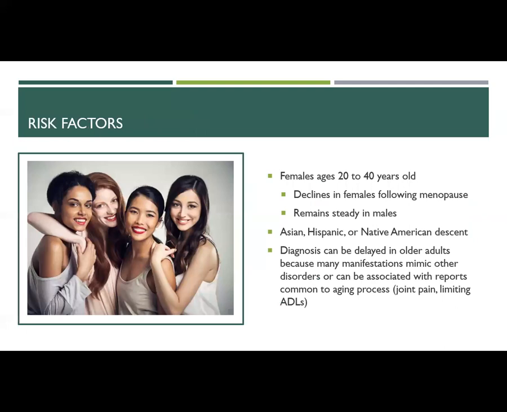Some of your risk factors include being female from the age of 20 to 40. Usually it will decline in females following menopause, but it does remain steady as a risk factor throughout a male's life. Asian, Hispanic, or Native American descent is also a risk factor. And unfortunately, the diagnosis can be delayed in your older adults because many of the manifestations mimic other disorders or can be associated with complaints common to the aging process, like joint pain or limiting ADLs.